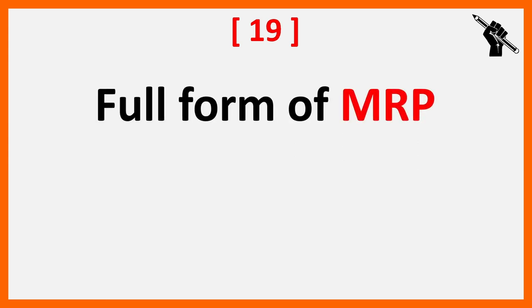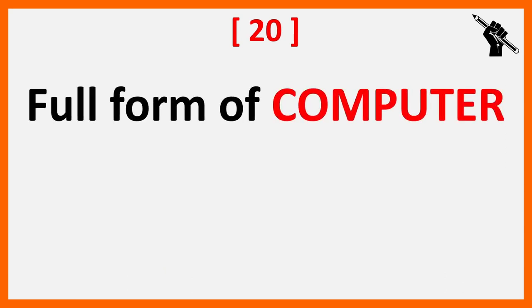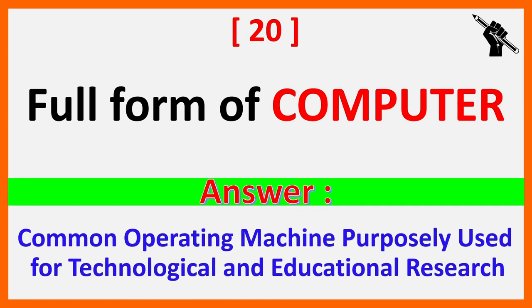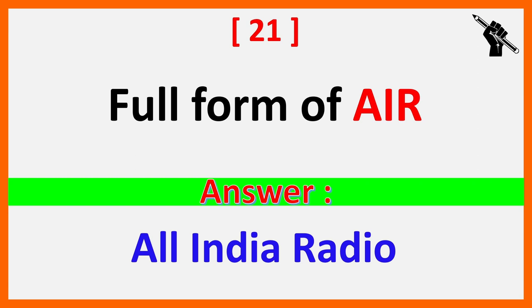Full form of MRP. Answer: maximum retail price. Full form of computer. Answer: common operating machine purposely used for technological and educational research. Full form of AIR. Answer: All India Radio.